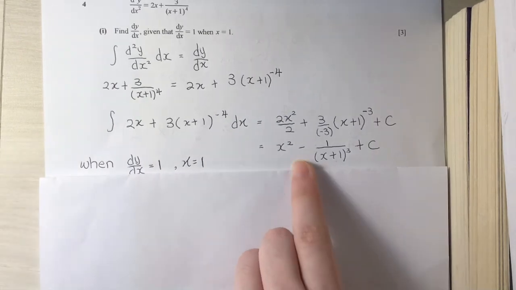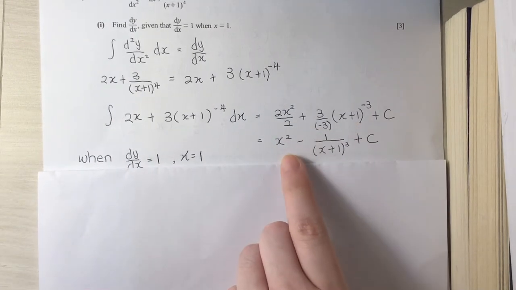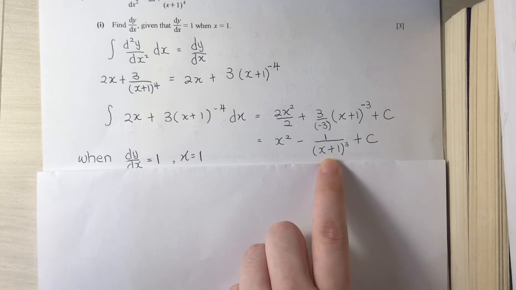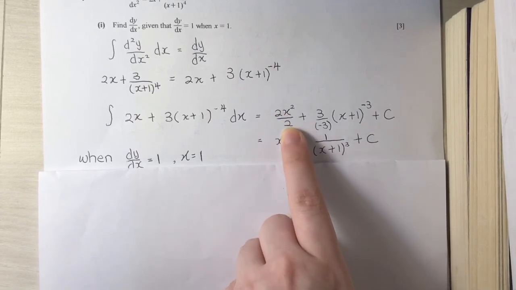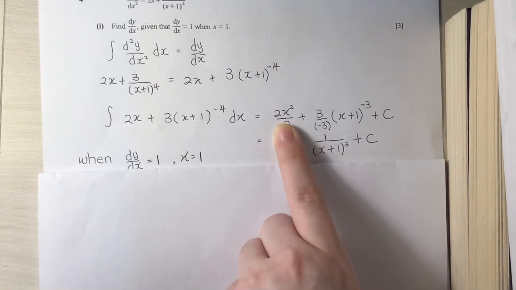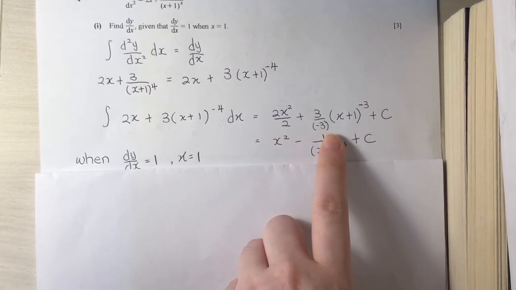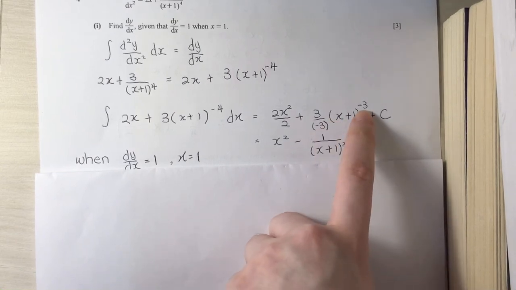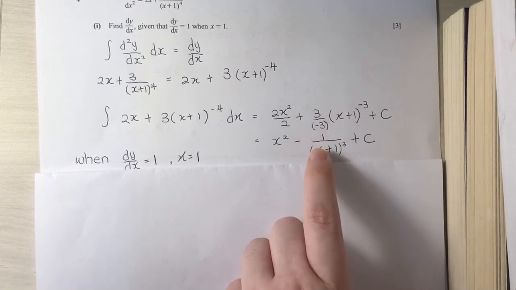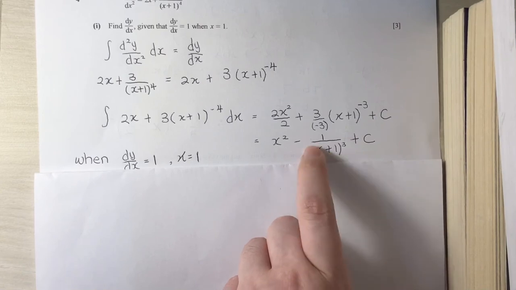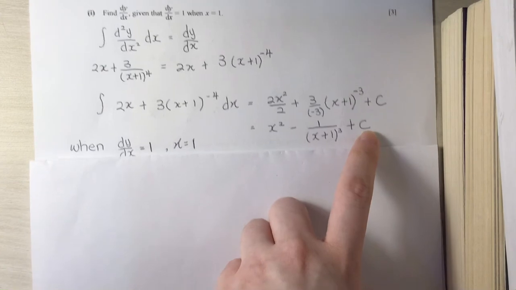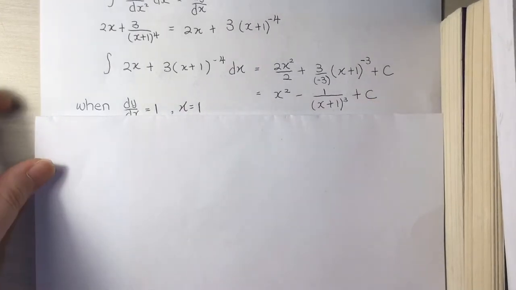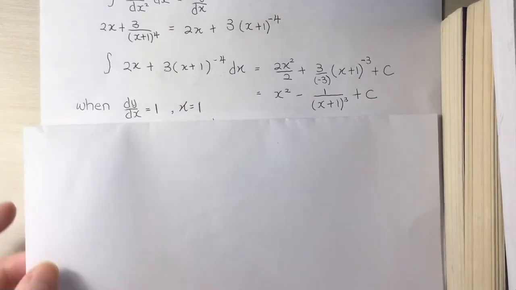Of course, we can simplify this into an easier form. The 2 and 2 cross each other out. 3 over negative 3 becomes negative 1. And the power of negative 3 means it's actually 1 over x plus 1 bracket the power of 3, plus the unknown c, before we proceed on finding the c.